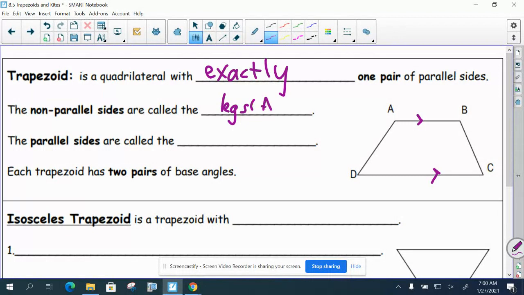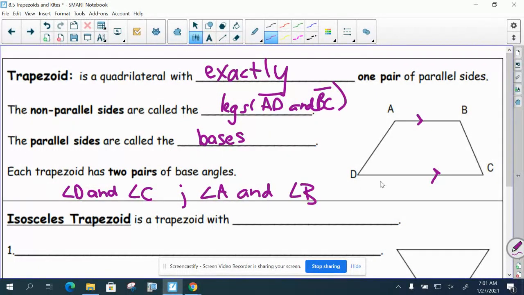Here that would be AD and BC. And then the parallel sides are called the bases, and those are the ones I marked with the parallel marks. Each trapezoid has two pairs of base angles. So D and C are base angles, so angle D and angle C. And then angle A and B are base angles.